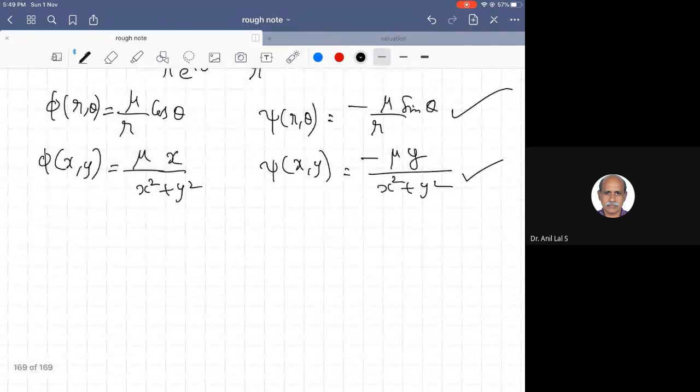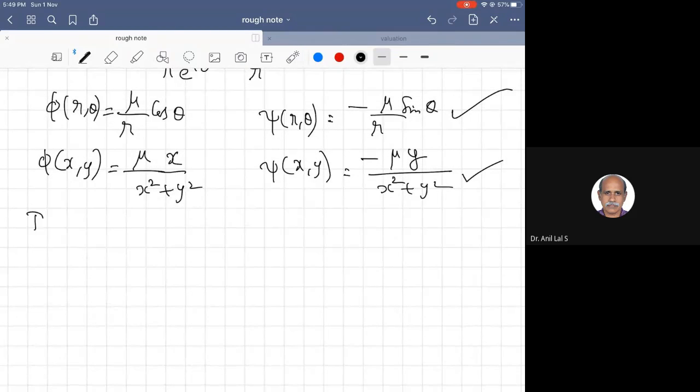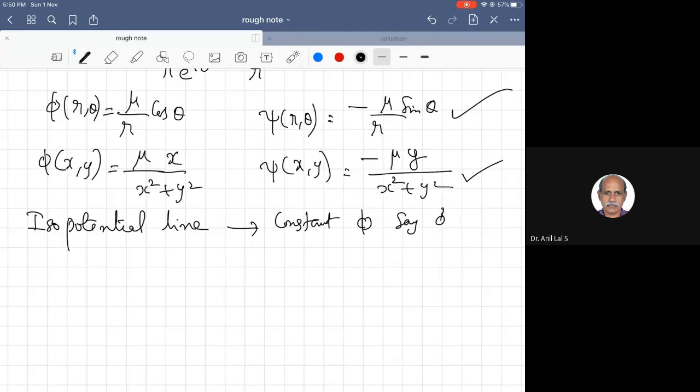So now, what is isopotential line? Isopotential line is the curve of a constant value of phi. Constant phi, say phi 1. So mu by r cos theta is, sorry, I will write it in Cartesian coordinate. Mu x by x squared plus y squared is equal to phi 1.